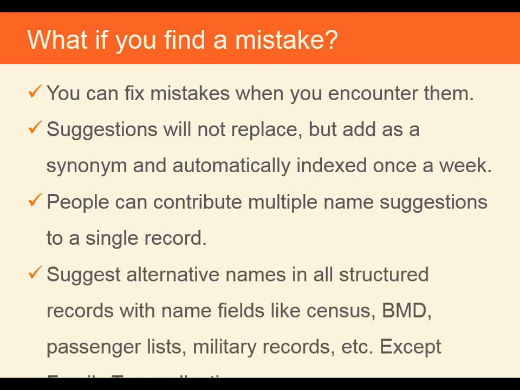So suggest an alternative is something that right now only works on structured records. Structured records meaning that we know exactly which part of the record is the first name, the last name, the place, the dates. It's kind of fields: birth, marriage, and death, passenger lists, military records. All of those, except for family tree collections, can be given different spelling variations.